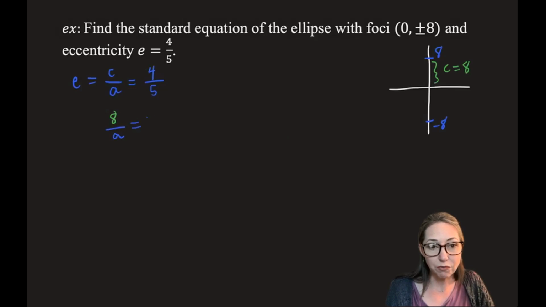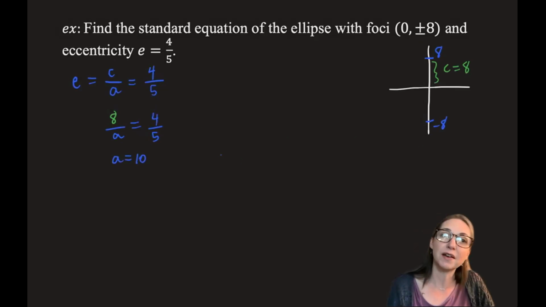is equal to 4/5. And maybe you cross multiply, or maybe you realize that 4 times 2 is 8, so therefore 5 times 2 is 10. And so therefore A is going to equal 10. That's the vertex. It would be up here just a little bit past those foci. So if A is 10, we know C is 8. We still need B in order to find the equation of this ellipse.